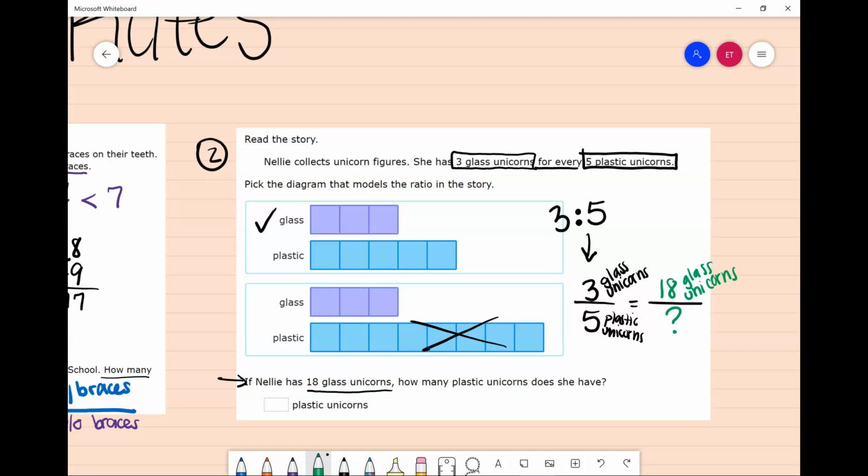Because these ratios are equivalent, that means there's going to be a relationship between these two numbers. So I see a relationship between 3 and 18. Again, my number is getting larger, so I'm going to be multiplying. 3 times 6 is 18. Whatever I do to the top of my number, I have to do to the bottom. 5 times 6 is 30.